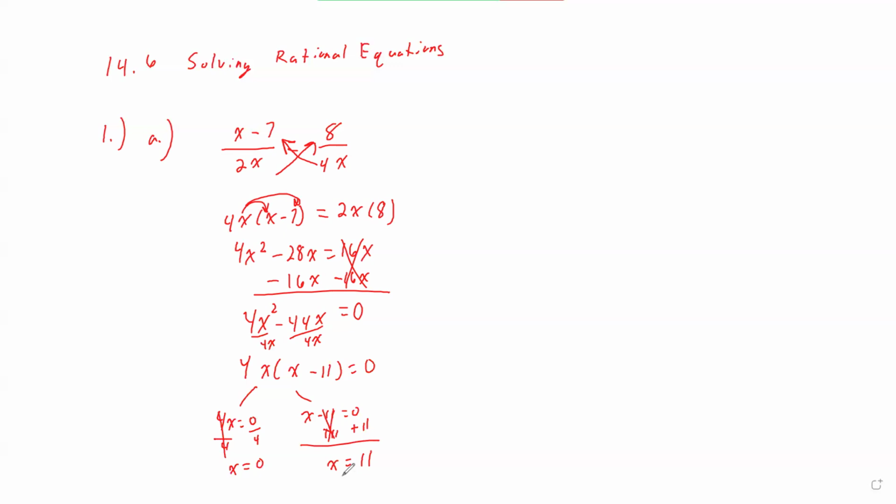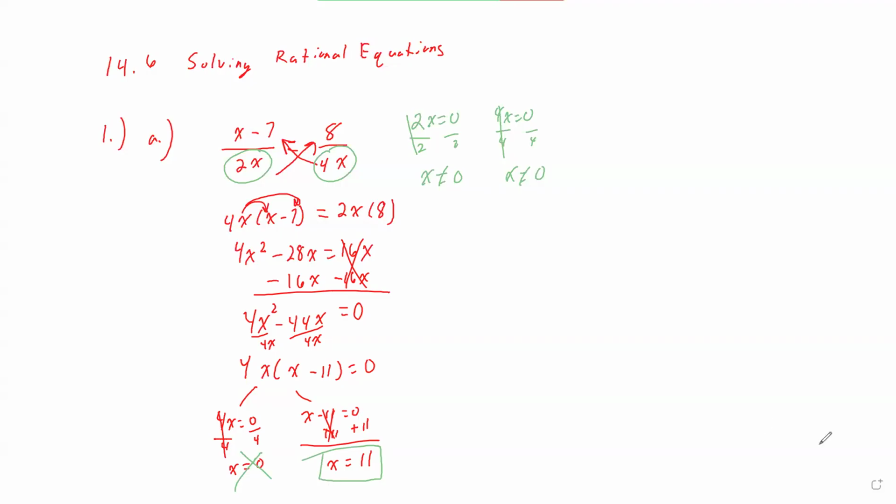Now, one thing, just like we saw with the radicals, you do need to figure out what x cannot be. And I think we did this at the beginning of chapter 14 as well. So what I have to do is take each denominator and set it equal to 0. So that's going to be 2x equals 0 and 4x equals 0 to figure out what x cannot be. So I'll divide by 2. So x can't be 0. And x still can't be 0. So since x can't be 0, this is not part of the solution, and x equals 11 would be my only answer.